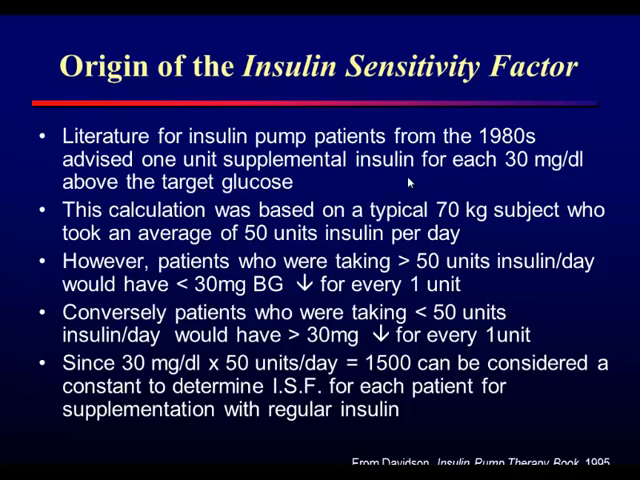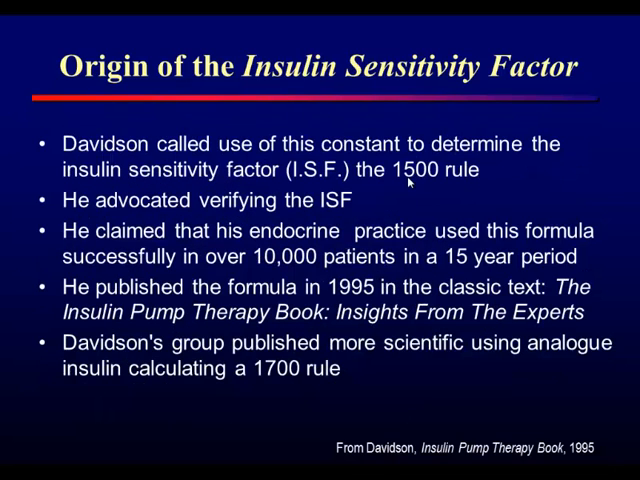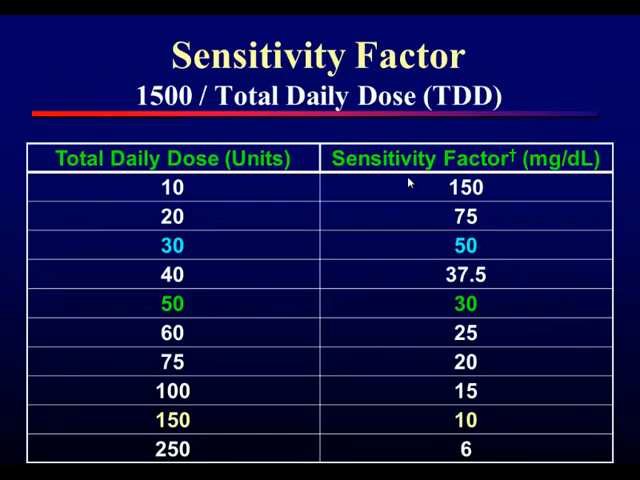It means that the higher your dose of insulin, the less sensitive you are to each unit, and the smaller your dose, the more sensitive you are. He called this the insulin sensitivity factor, and it's been published. Some people use 1,700, but we typically use the 1,500 rule. For example, if you're taking about 40 units a day, one unit drops your blood sugar about 37. If you're doing 50, it's 30. If you're doing 100 units a day, one unit only drops 15. At 250 units, one drops 6. On the other hand, if your total dose is 10, one unit is going to drop you 150.